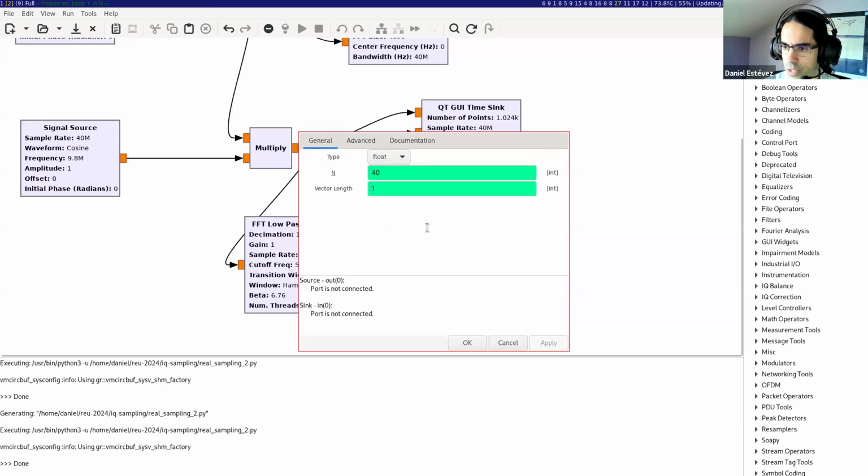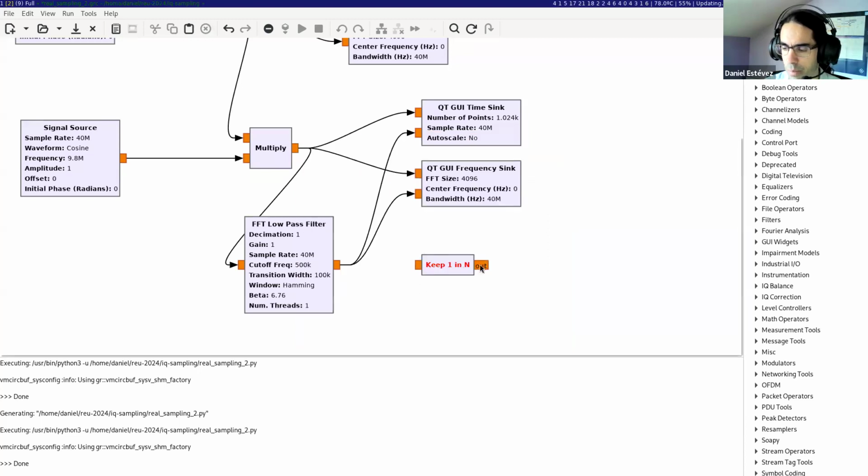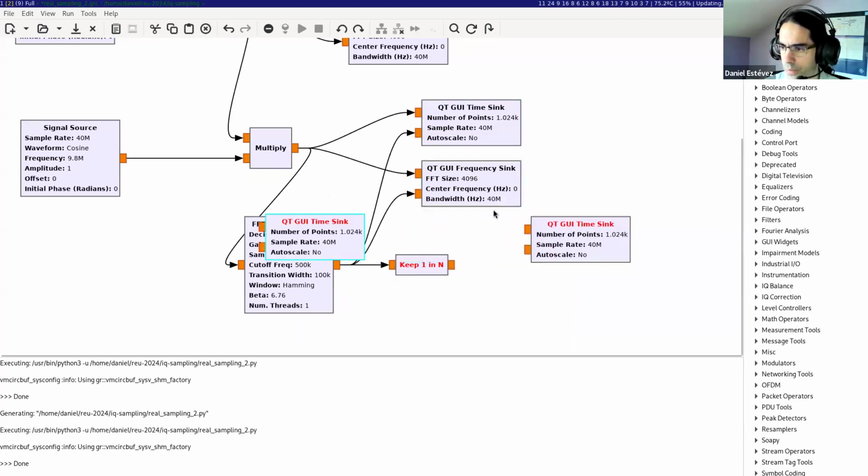What this block does when set to n equals 40 is it lets the first sample pass, and then it drops 39 samples. It removes them. And then again, another sample passes to the output. 39 samples are removed. So it's basically keeping one sample every 40, as the name says. Nothing too complicated.